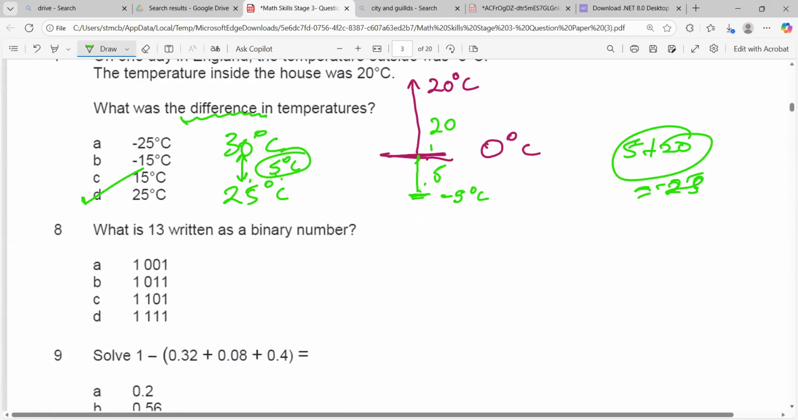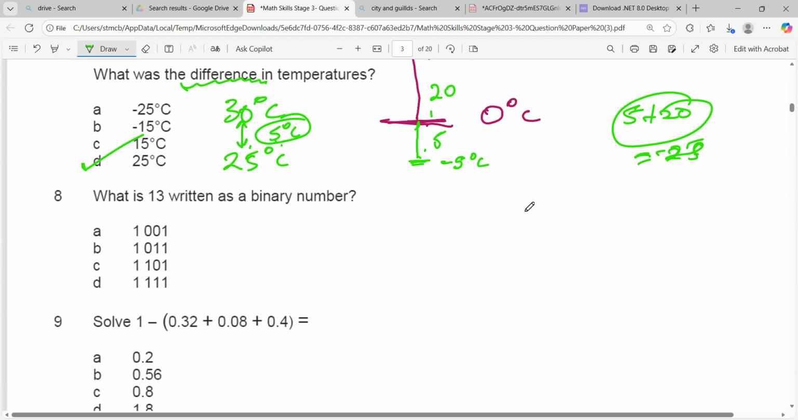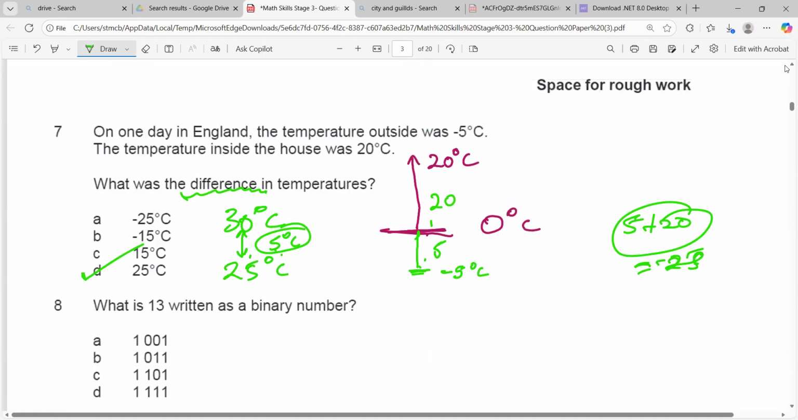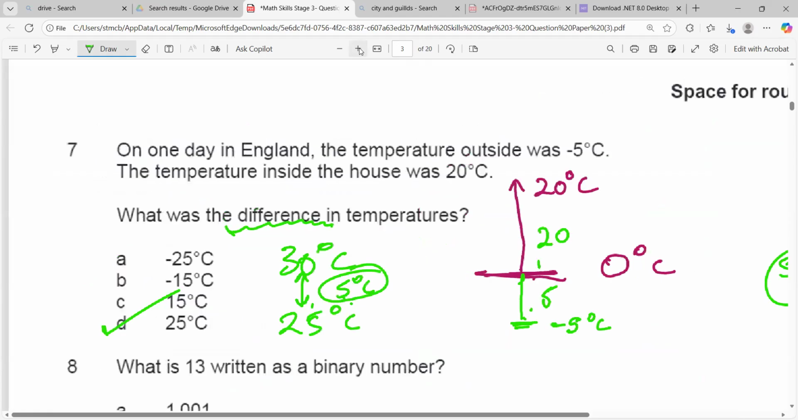Let's move on to number 8. Those who have been here a long time should be able to do number 8 without guessing it. What is 13 written as a binary number?